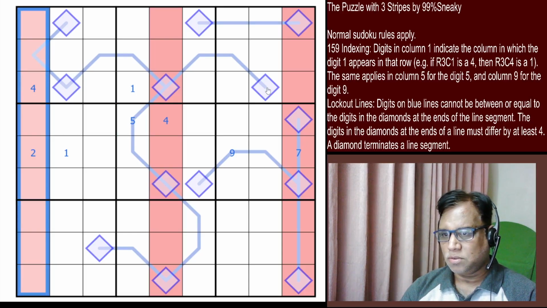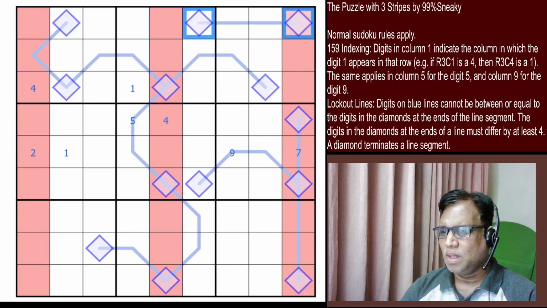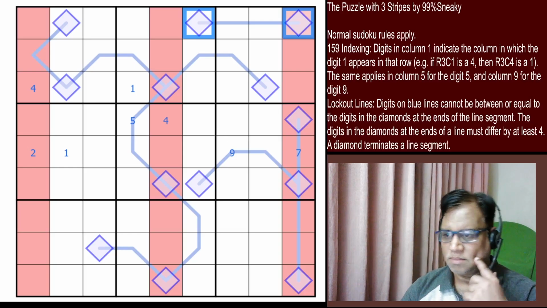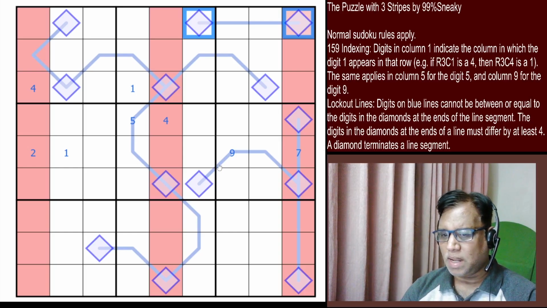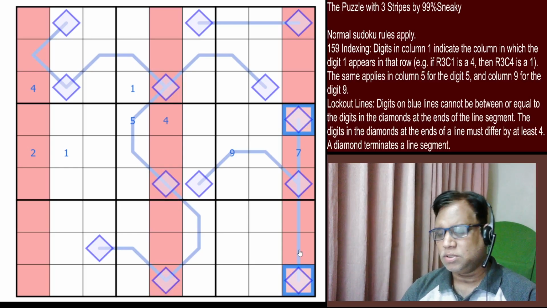Lockout lines. These lines with diamonds, these are called diamonds, I guess. Digits on blue lines cannot be between or equal to the digits in the diamonds at the ends of the line segment. The digits in the diamonds at the ends of the line must differ by at least 4. A diamond terminates a line segment. Isn't that obvious? Maybe because of this, these two are not continuous diamonds.